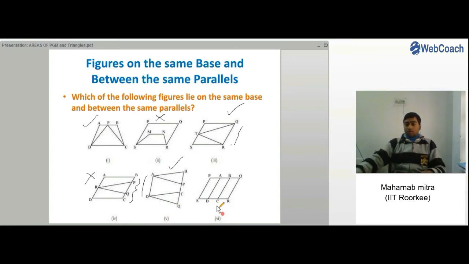And for the sixth one also you can try, but you will not find a common base. So this is also a case where figures are not on the same base but between the same parallels. So you can see how easily we can classify figures based on their common base and lying between the same parallel lines. Now once we have identified how we can classify these kinds of figures, let us see some special figures and find out some of their characteristics.